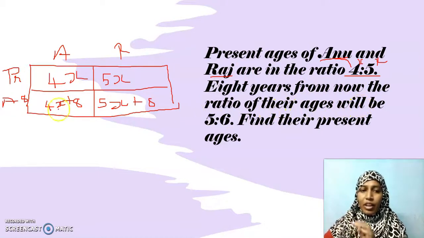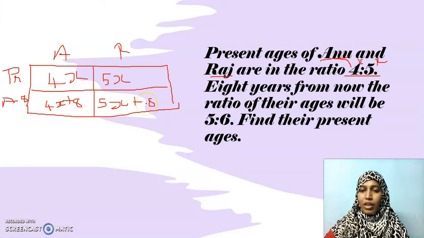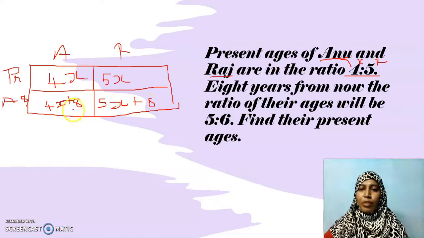How will we define ratio? Yes, one divided by the other. Which has to be divided by the other? Which should come first in the numerator? Is it 4x plus 8 or 5x plus 8 in the numerator? Surely, Anu's age should come in the numerator.